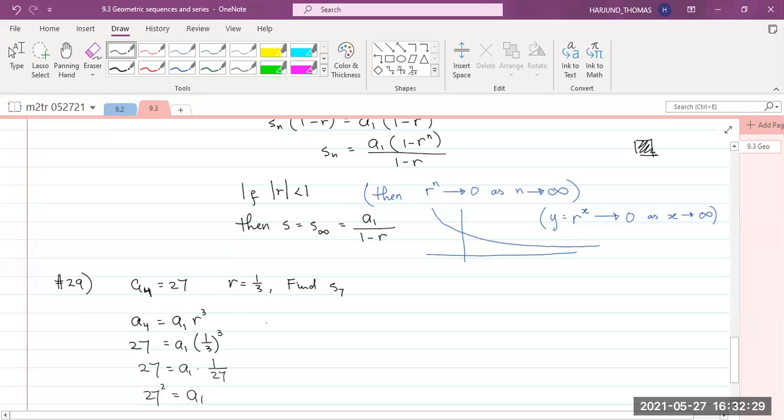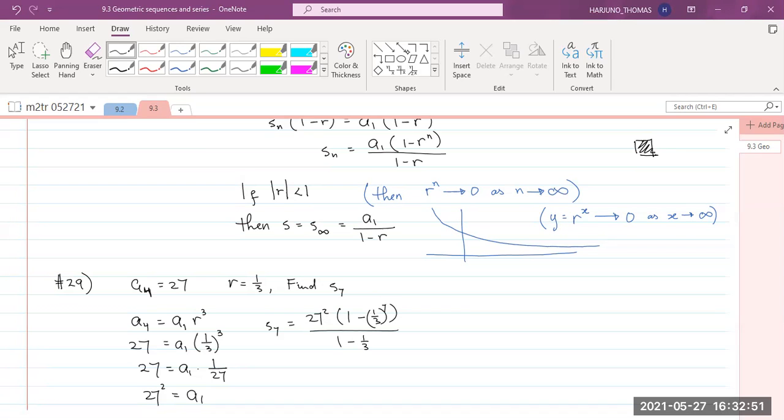Okay, but what is the seventh partial sum? Now the first term is 27 squared, times 1 minus 1/3 to the power of 7, over 1 minus 1/3. Okay, I plug in the formula. Now from there I compute. This is 27 squared, times 1 minus 1 over 3 to the 7th, over 2/3.